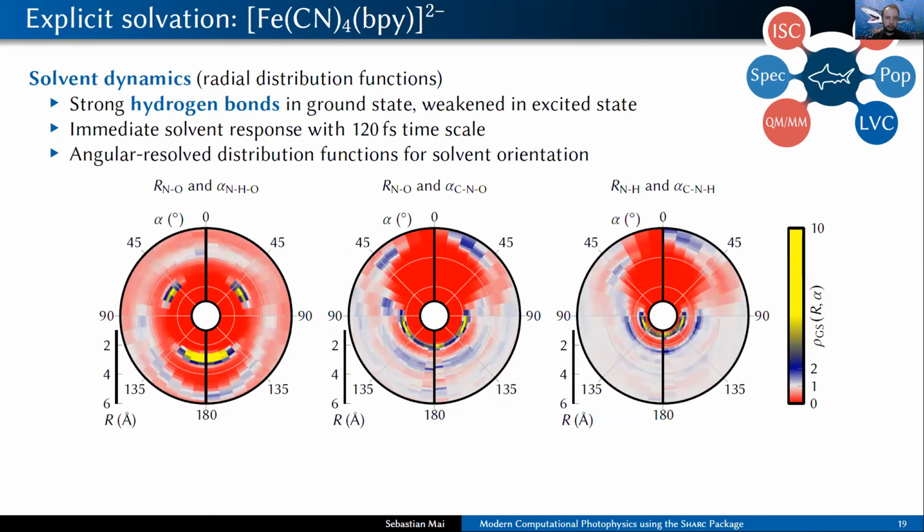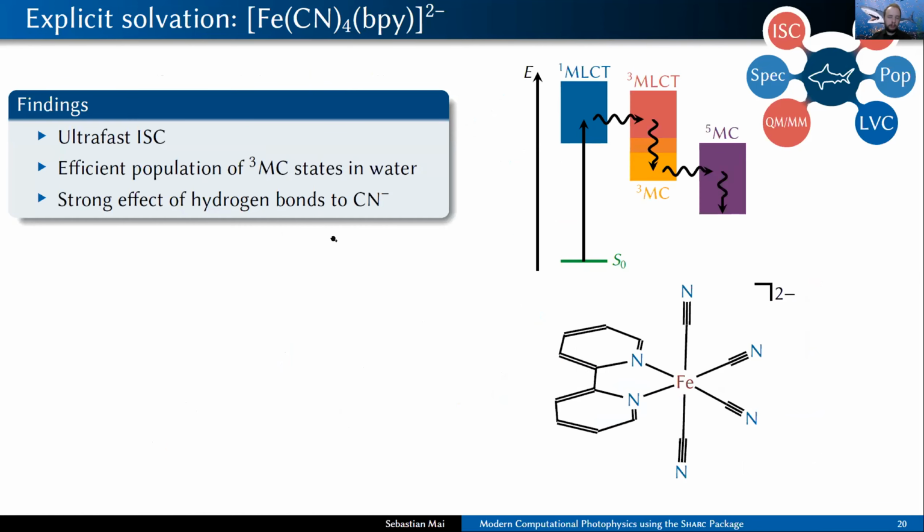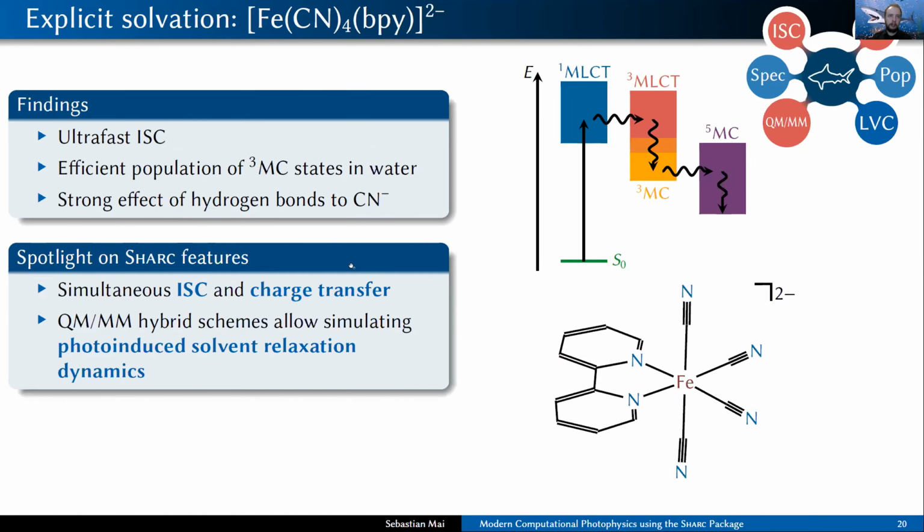We can even go a step further and also simulate the angular resolved distribution in order to see how the solvent molecules are actually oriented around our complex. So yeah, in this project, it was about intersystem crossing and charge transfer dynamics and solvent effects, where again, we used the ultra-fast intersystem crossing feature in SHARC, charge transfer analysis, and also explicit solvation.